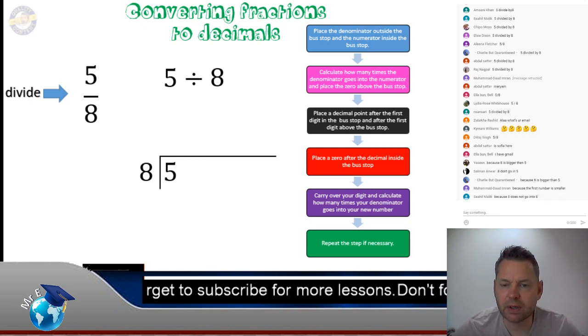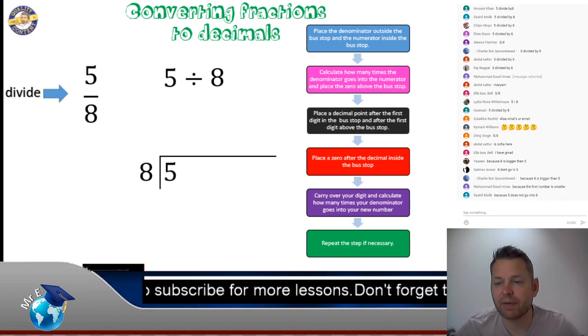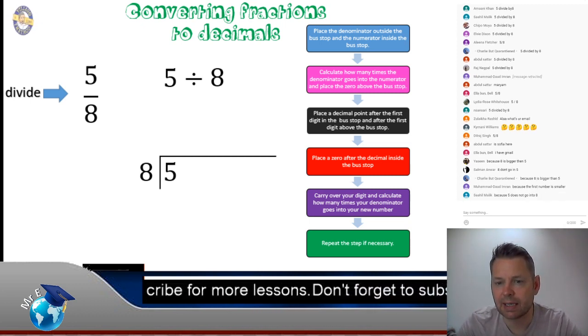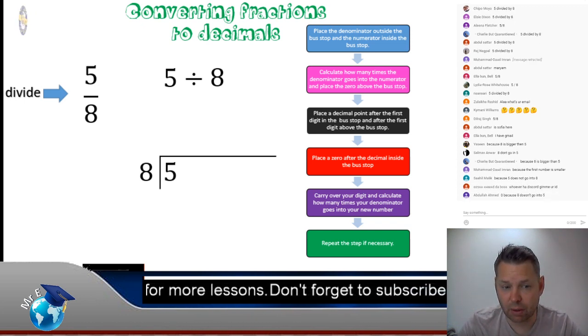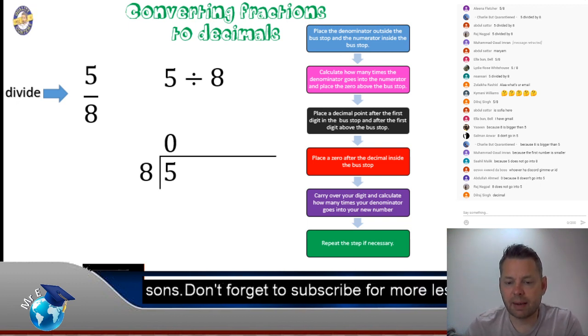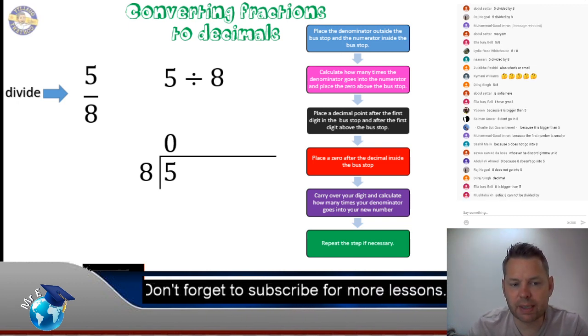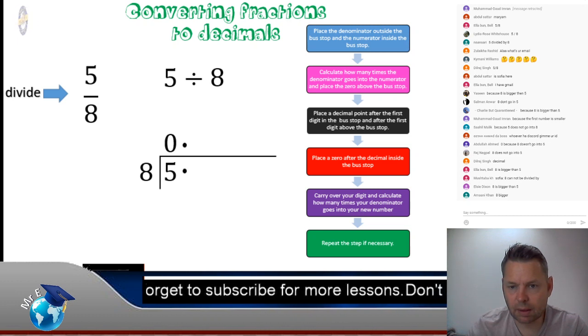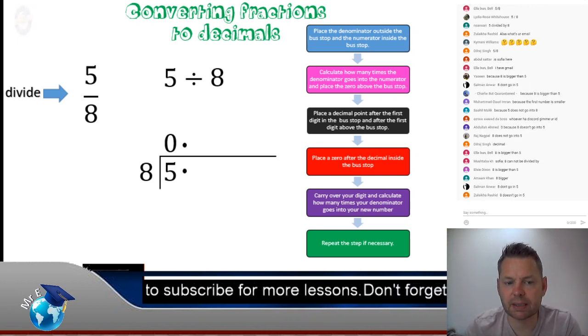Well done, Yassine, you were first. It is because 8 is larger than 5. So if we have 5 pieces of cake and we divide it by 8, the number is going to be less than 1. So 0. Okay? Then we need to make sure we put our decimal points in. So we line up our decimal points.